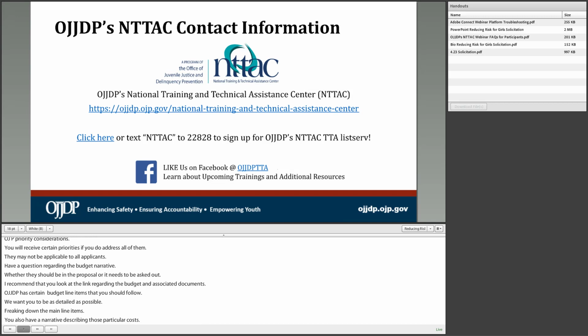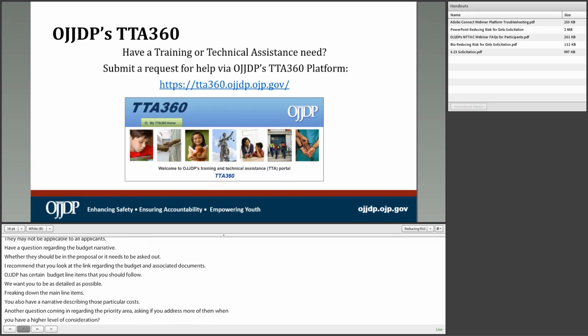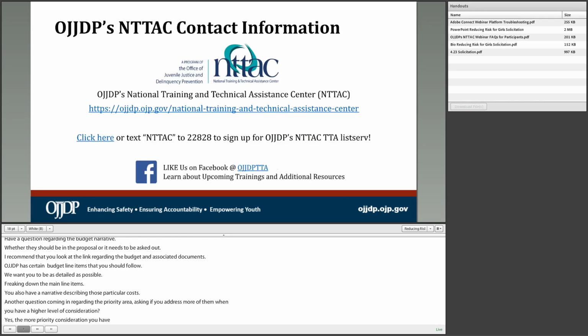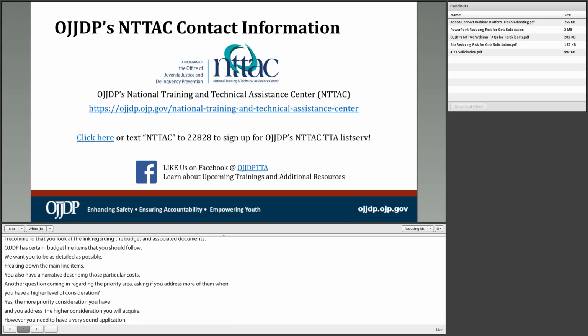Another question coming in regarding the priority areas, asking if you address more of them, will you have a higher level of consideration? And yes, the more priority considerations you have and you address, the higher consideration you will acquire. However, you need to have a very sound application. That's what's reviewed very closely by our peer reviewers.